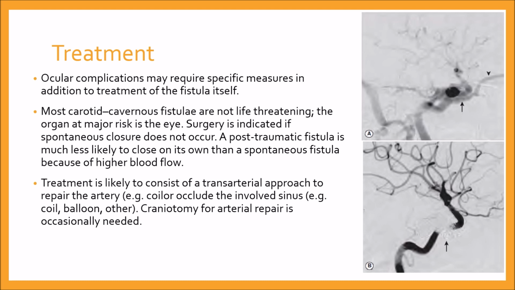The first picture shows an early arterial phase catheter angiogram showing filling of the cavernous sinus, as shown by the arrow in the picture, and the superior ophthalmic vein shown by the arrowhead. The second picture, below, shows deposition of coils in the cavernous sinus. The fistula is closed and there is no retrograde flow in the superior ophthalmic vein. So this is how the coil treatment is done.